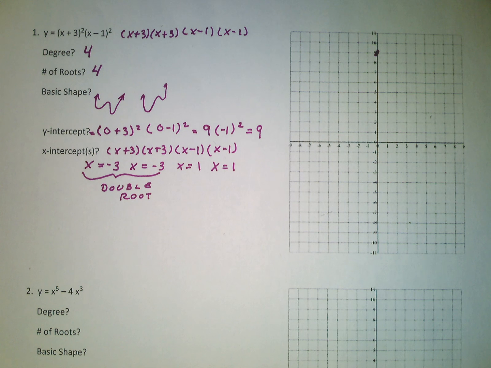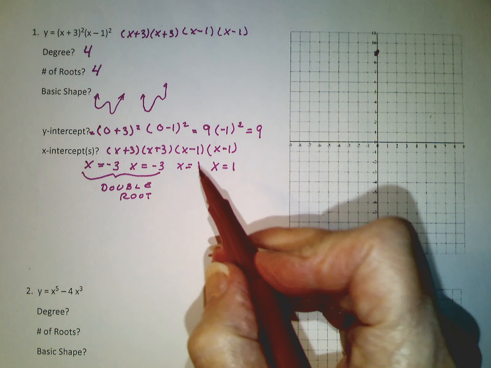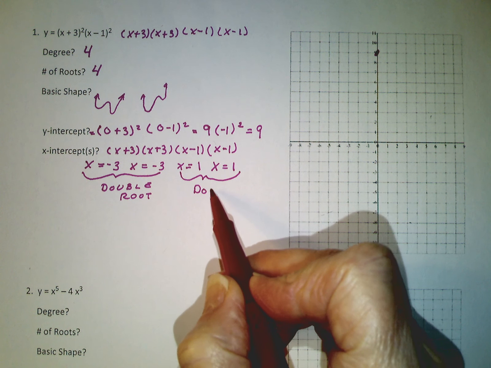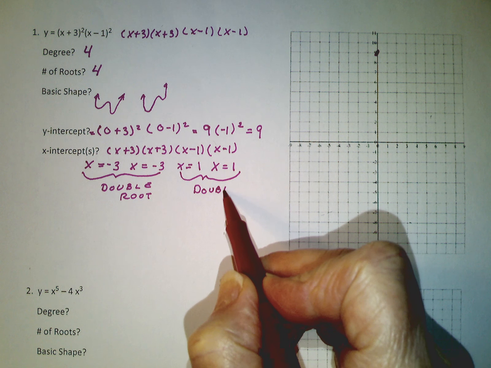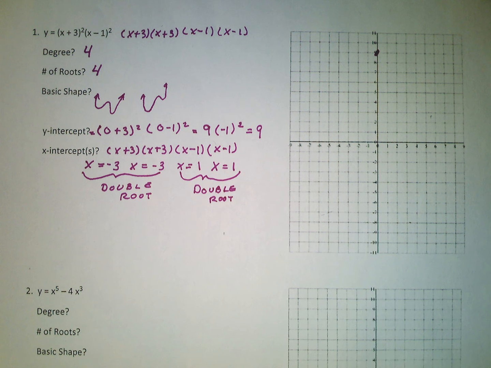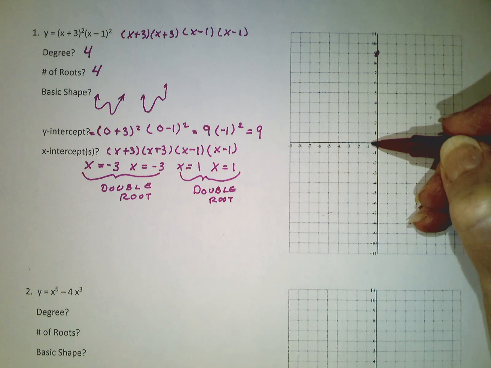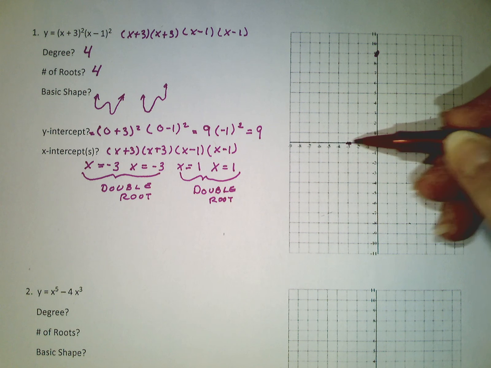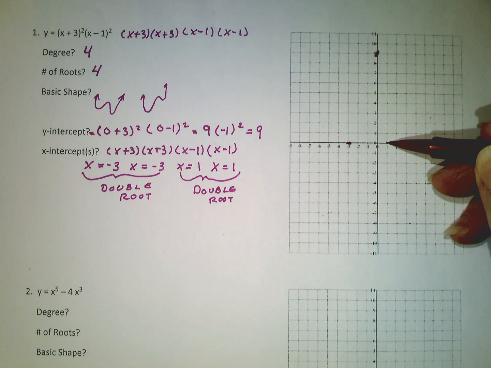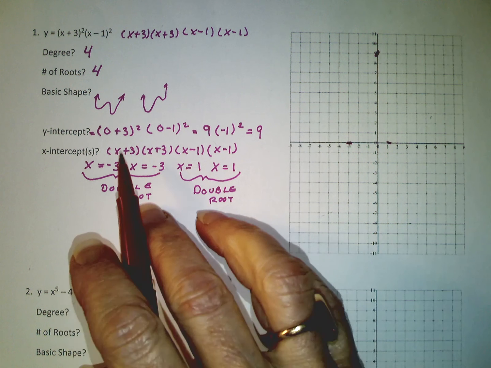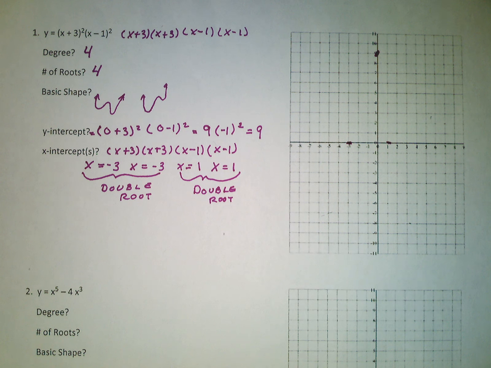That means the graph is going to bounce at -3. It's going to just be tangent to the x-axis. It won't cross. Likewise, it won't cross over here. At x equals 1, we have another double root. So next, at x equals -3, the graph is going to bounce. At x equals +1, the graph is going to bounce, and it's going to go through a y-intercept of 9, and it's going to look sort of like that.